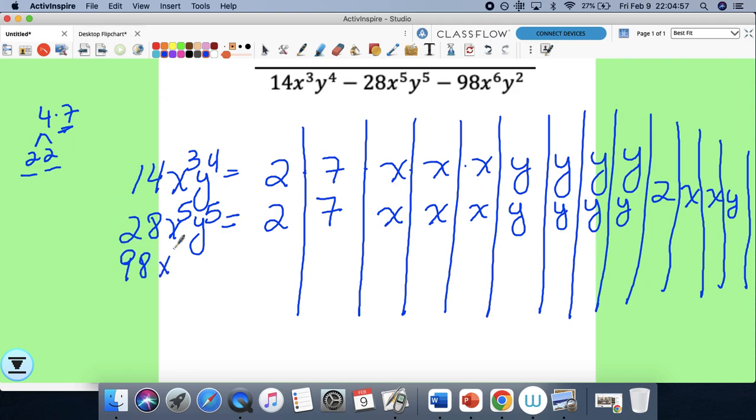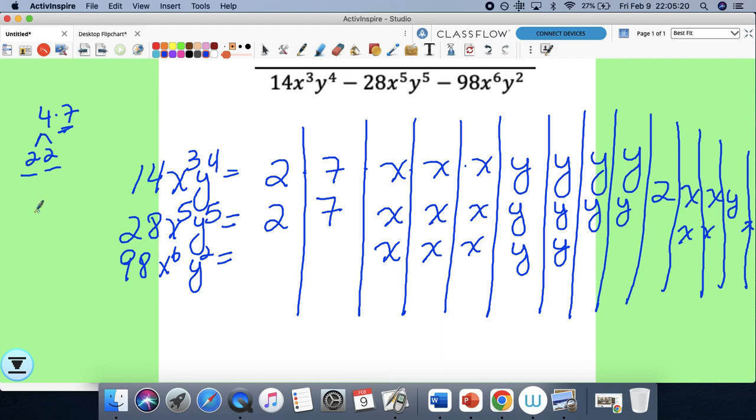98 x to the sixth, y to the second power. So y to the second power, those are the y's. I'll put one y here under the existing y column, the second y over here. X to the sixth power is going to be x, 1, 2, 3, 4, 5. And I'm going to put that x way at the corner there. Hopefully you can see it, because it needs to be under a new column.